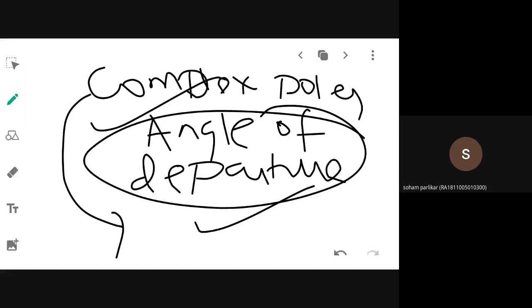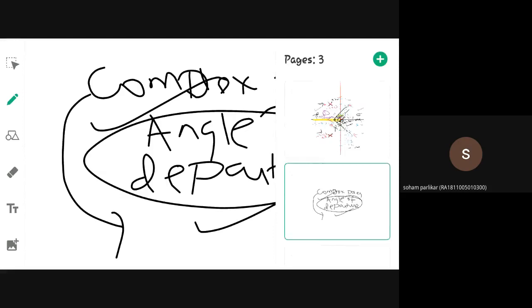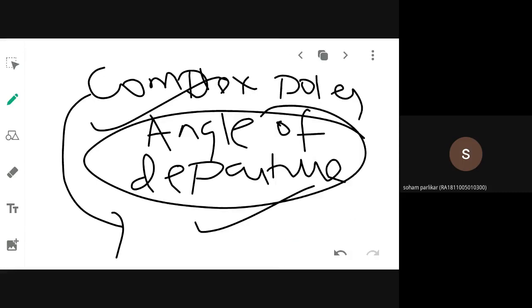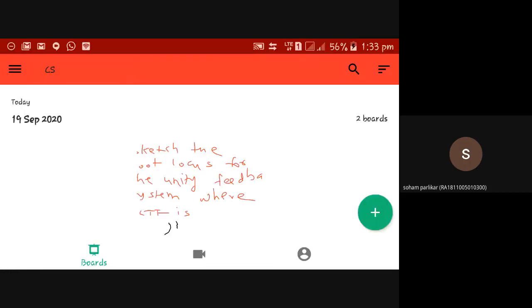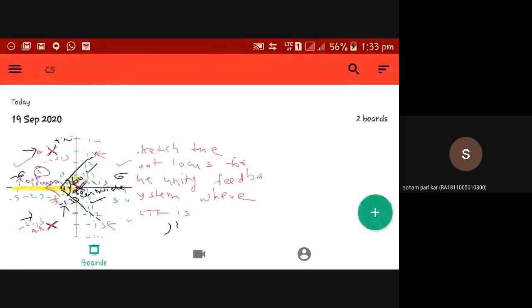Okay? Understood? Then how do you have to find out that angle of departure? There is a standard formula for doing it. I will teach you. Only one more problem in root locus I will be able to solve. That way I will finish this portion. So in case you are having any doubts, you ask me. Now is the time.